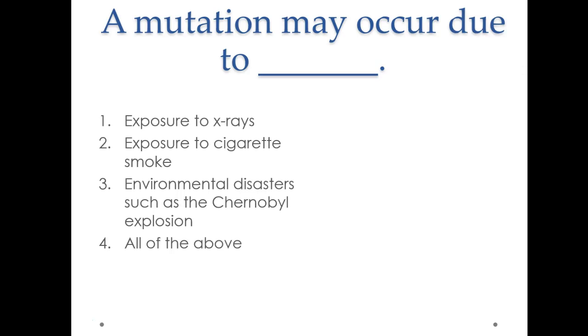All right, final comprehension check. A mutation may occur due to which of the following? Exposure to X-rays, exposure to cigarette smoke, environmental disasters, or all of the above. All of these things can lead to mutations.